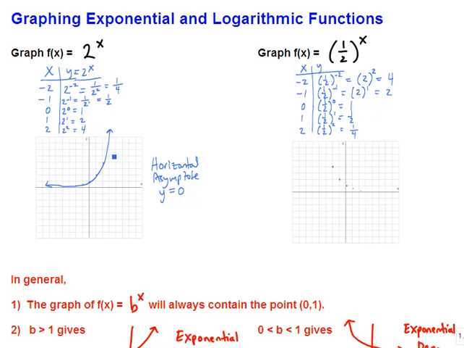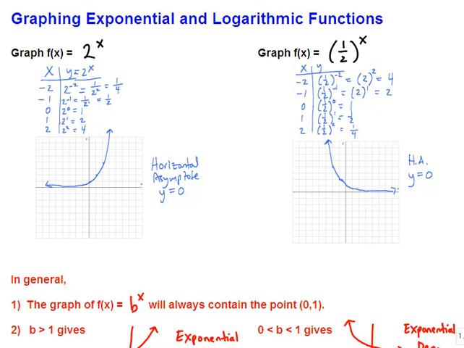So it has the same points that we had over here, but going in the opposite direction. So we're going to fall and decay just like this. And again, we get really close to that x-axis, but we never actually cross it. So this also has a horizontal asymptote at y equals 0. So these are called exponential functions. Again, the base is a constant, and the variable is the power.